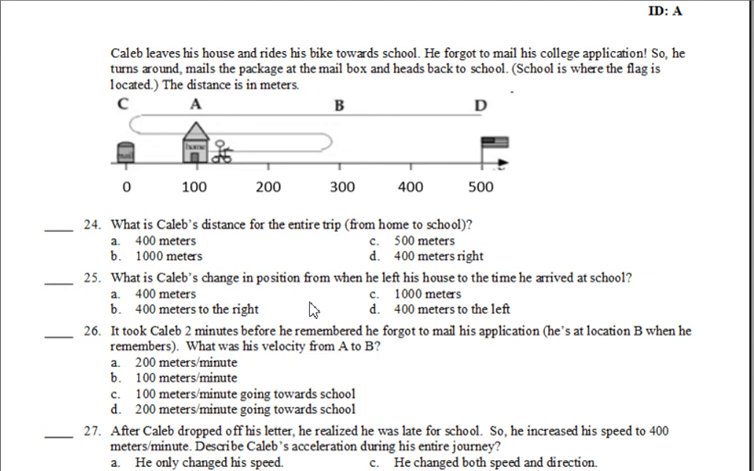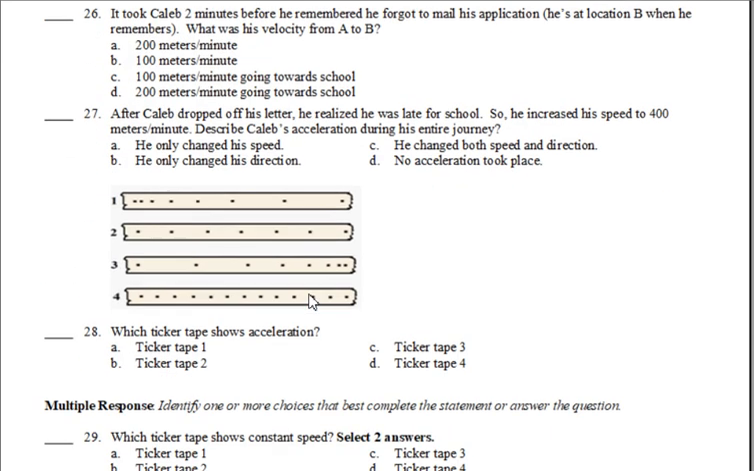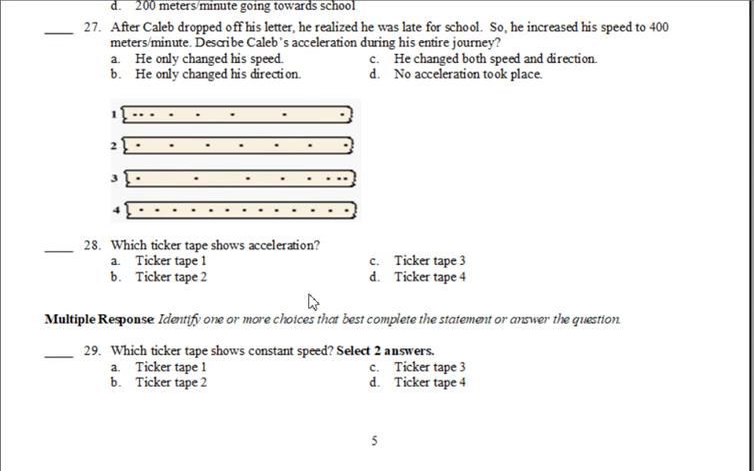Number 27. Let me scroll up so you can see it. After Caleb dropped off his letter, he realized he was late for school, so he increased his speed to 400 meters per minute. Describe Caleb's acceleration during his entire journey. I can't get this all on the same page, so look at your paper copy if you feel like you need to see that picture. So A, he only changed his speed. B, he only changed his direction. C, he changed both speed and direction. Or D, no acceleration took place.